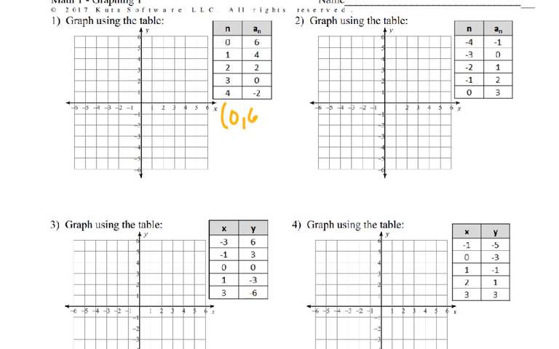So it'd be like 0, 6. So I stay at 0 and then I go up to 6. 1, 4 would be the next point. So I go to the right 1, up 4. Right there. Then 2, 2. To the right 2, up 2. 3, 0. So stay on the x-axis. And then 4, negative 2. So I go over 4, down 2. And then if I want, I can leave it like that or draw the line.